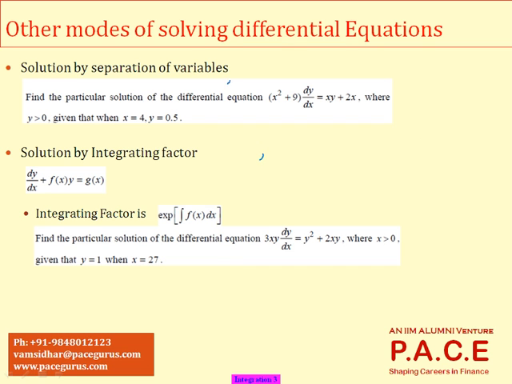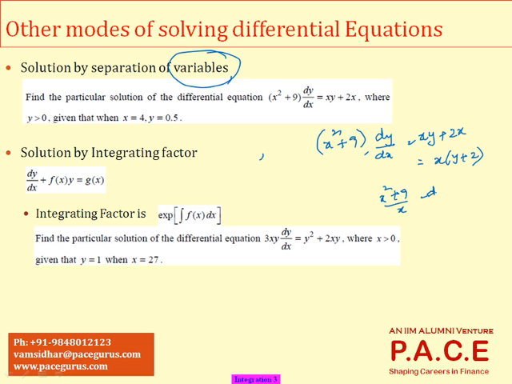One is separating the variables. Separate the y's, separate the x's, handle their dy by dx's separately. Like this: (x squared plus 9) dy by dx is equal to xy plus 2x. Probably the right hand side first I will write it as x into (y plus 2). Now I can separate all the x's: (x squared plus 9) by x dy by dx is equal to y plus 2.